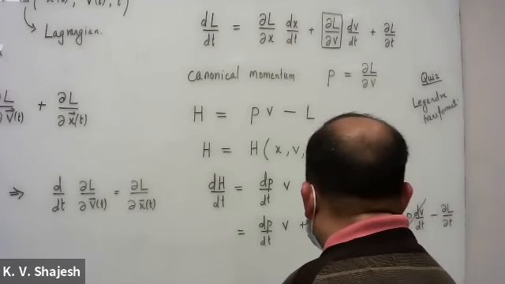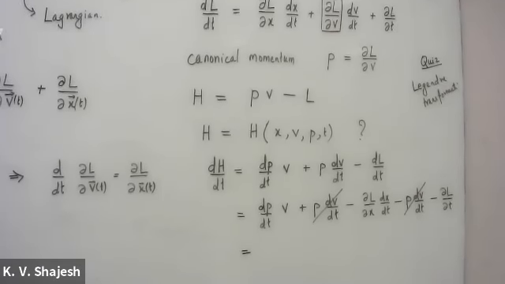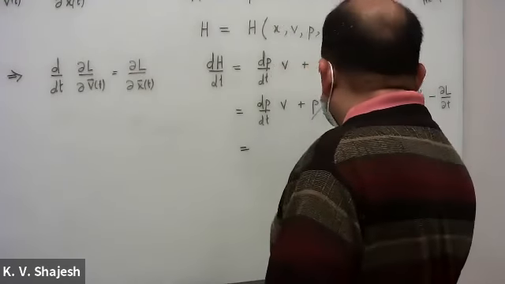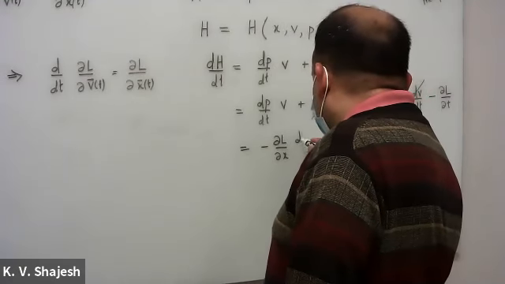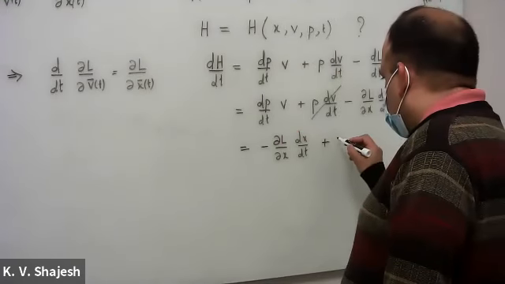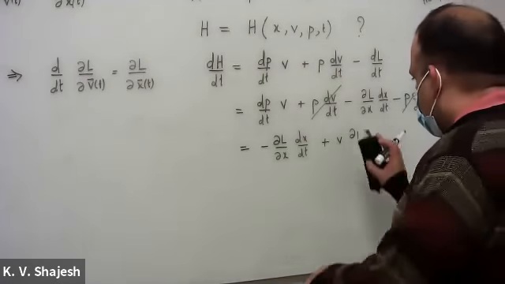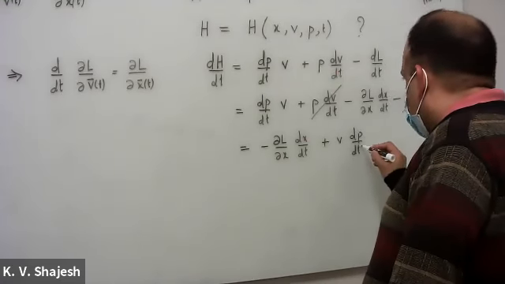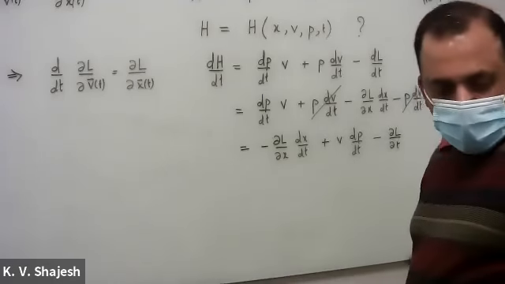So let me write this again in here. If I were to write this as, let me write this in the front. So this is minus, just changing the order of writing, dx by dt, plus v times dp by dt on our total derivative, and minus dL by dt. What does this mean?